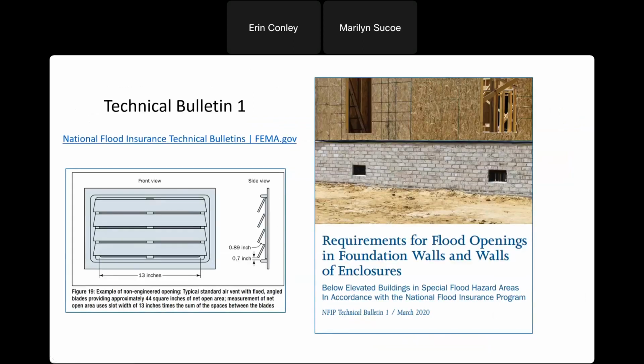This is just what the Technical Bulletin looks like, an example of how they show you how to calculate one, for example, here with the louvers.